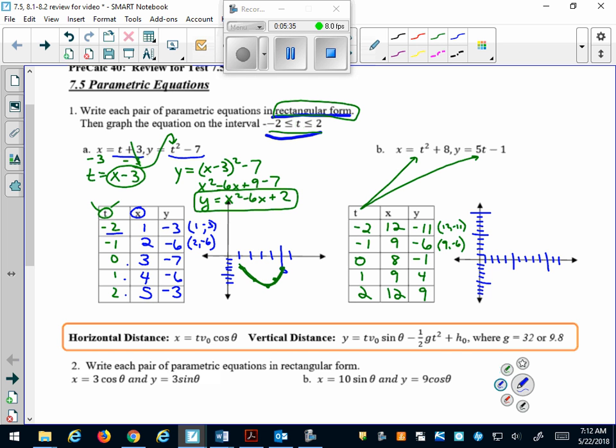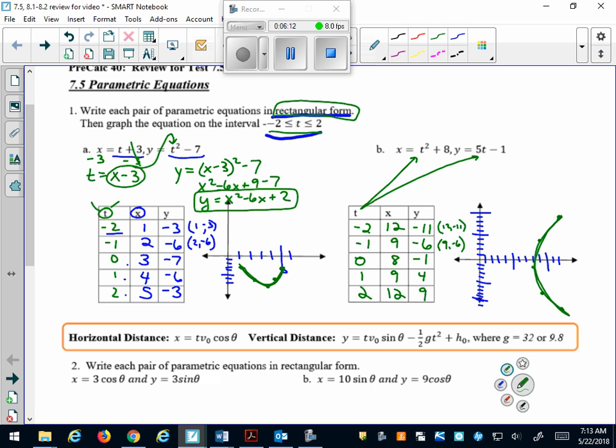All right, so I'm going to graph the point 12, negative 11. I didn't quite make it far enough down here. 5, 6, 7, 8, 9, 10, 11. So 12, negative 11 is down here. And then 9, negative 6 is about here. And then 8, negative 1 is here. And then I'm back to 9, positive 4. And then 12, positive 9. So this is going to go sideways parabola like this.